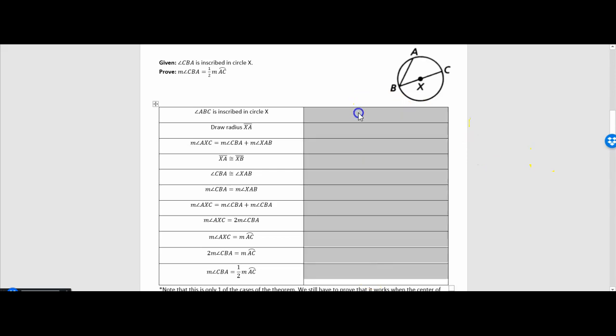Okay, let me center these so they are right in the middle. Let's try that one more time. There we go. First one is given. Second one, it says draw radius XA, so segment XA. I'm going to do that on my diagram.